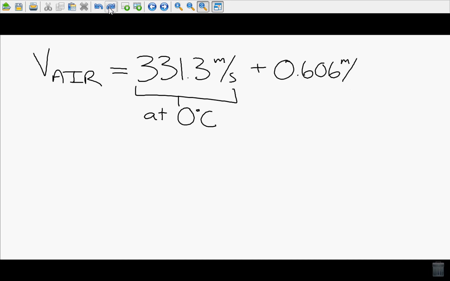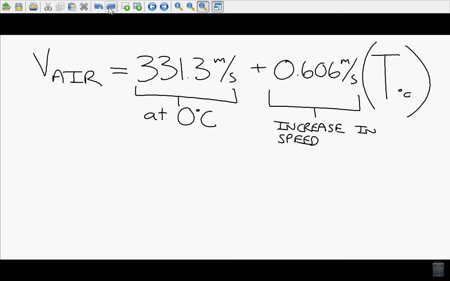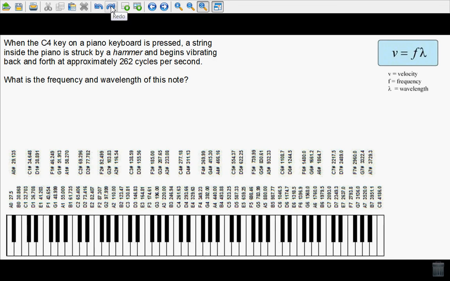Well, that's actually 0.606 meters per second that's being gained with every temperature difference in 1 degree that occurs in our air. So in other words, that 0.606 is an increase in speed for every 1 degree Celsius temperature gain or change that's occurred. So if the temperature just changes 1 degree, so let's say 0 degrees to 1 degree, then we gain 0.606 meters per second. So we're basically gaining about 0.6 of a meter per second of velocity with every 1 degree temperature increase.